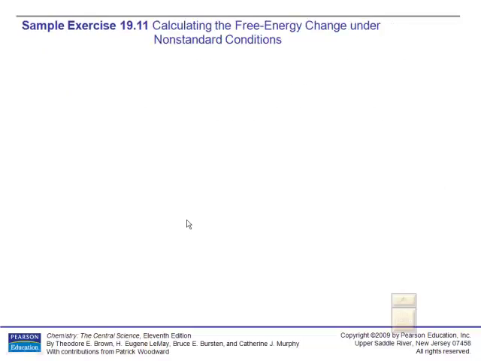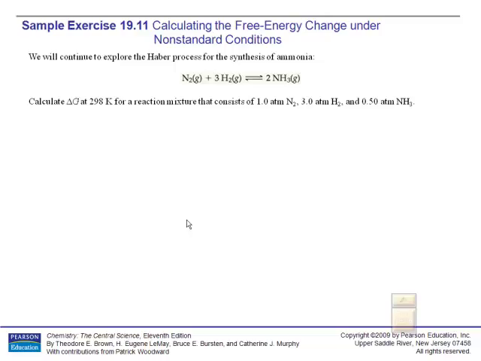Okay, sample exercise 11 begins on page 828. It says calculating the free energy change under non-standard conditions. So we will continue to explore the Haber process again, not the first time that you've seen this. It says calculate delta G at 298 K for the reaction mixture that consists of 1 atmosphere nitrogen, 3 atmospheres hydrogen, and 0.5 atmospheres NH3.